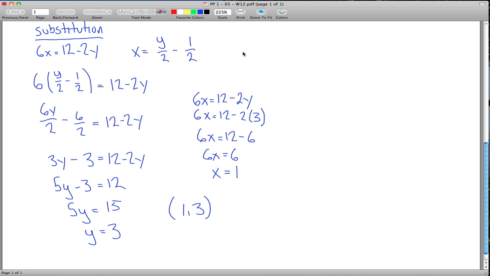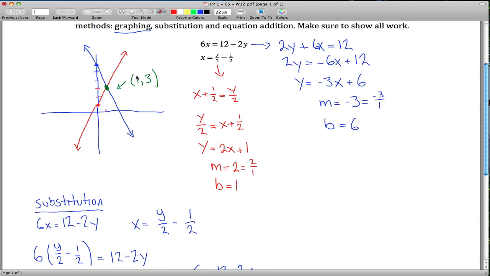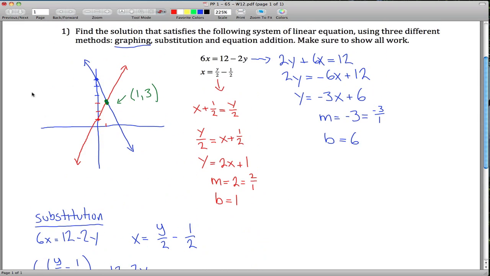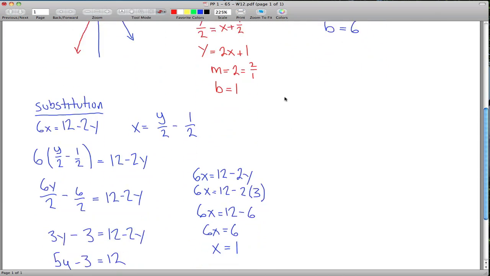Hopefully that was what we got when we graphed. I think it was. Yeah, 1, 3. Good. So far so good. Let's do this problem one more time. Maybe I'll change colors. And now we'll take care of equation addition.